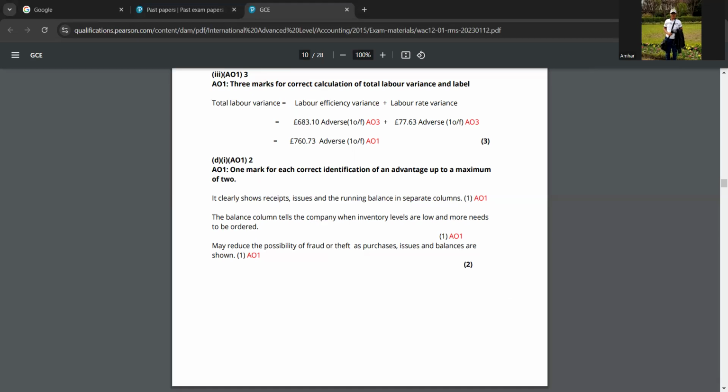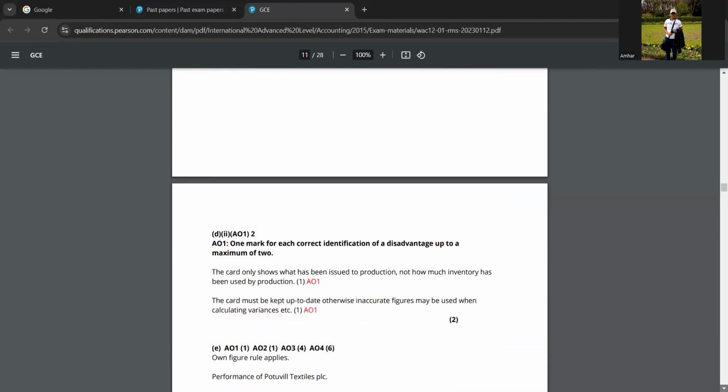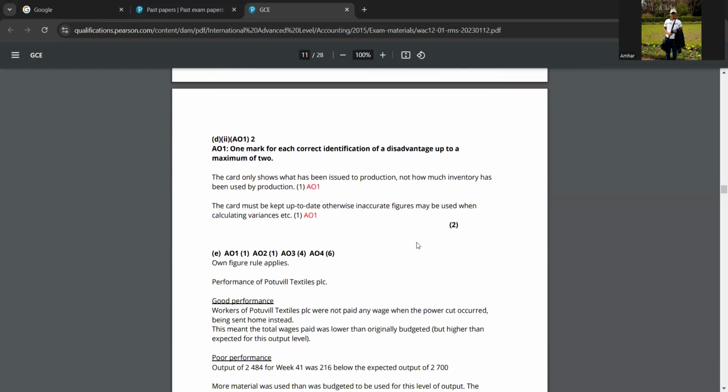Now let's see the disadvantages. Two disadvantages of using this stores ledger record card. So first one is the card only shows what has been issued to production, not how much inventory has been used by production. So whatever has been issued to production only is shown, not how much has been used by production. Did you understand that?